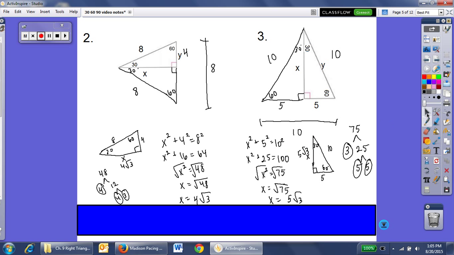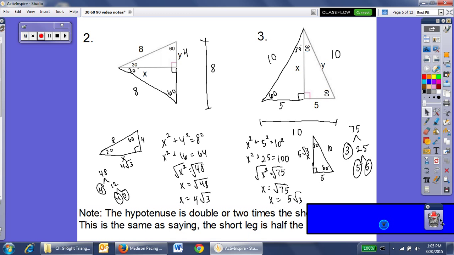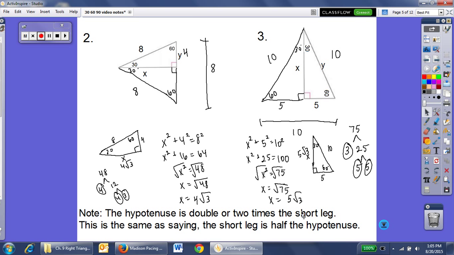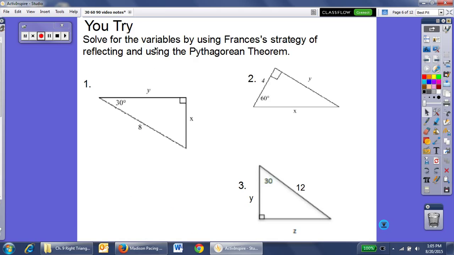Let's go ahead and write this down as a note since we did notice one pattern here. So the hypotenuse is double or 2 times the short leg. This is the same as saying the short leg is half the hypotenuse. Okay, you guys try these 3 problems using the idea of reflecting, and then I'll see you in class tomorrow.